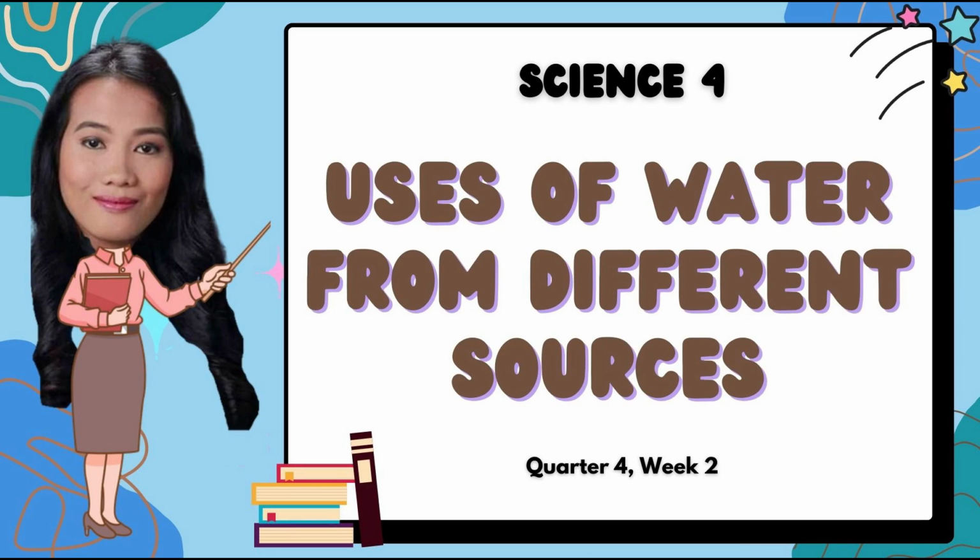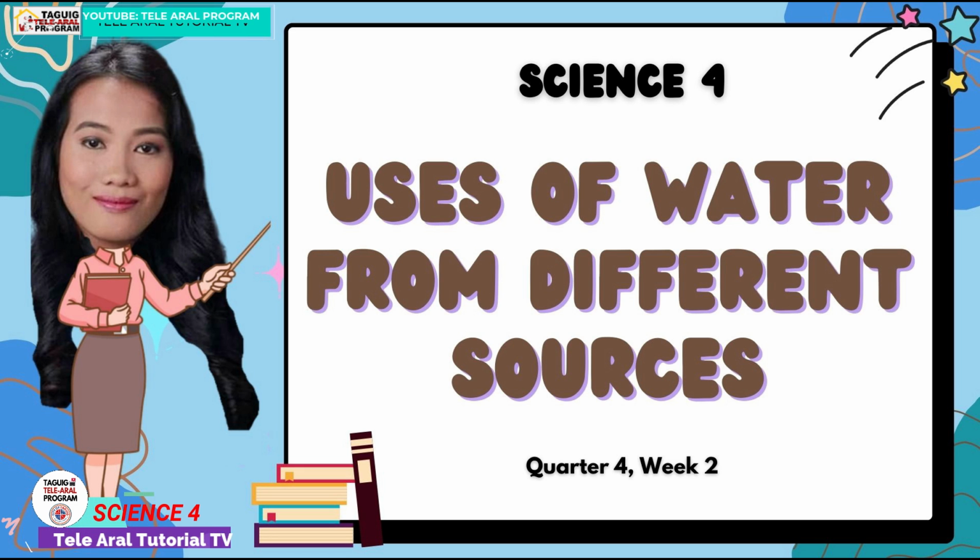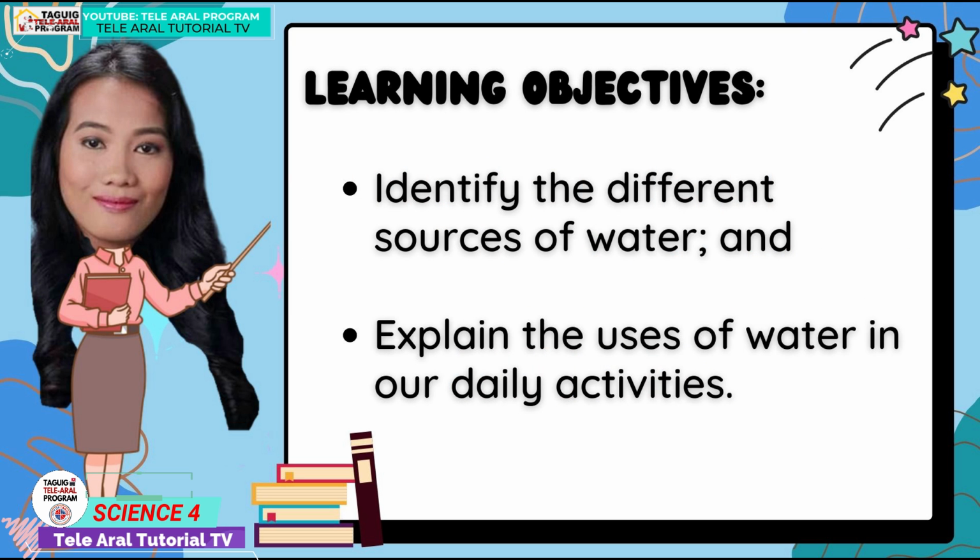Today, we are going to talk about science for 4th graders at the elementary level. Uses of water from different sources. Today's topic is aligned with the most essential learning competencies or MELCs-based Quarter 4, Week 2 set by the Department of Education. Our learning objectives for this topic is that at the end of this lesson, you will be able to identify the different sources of water and explain the uses of water in our daily activities.